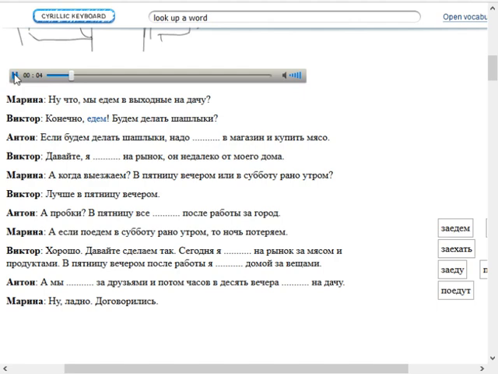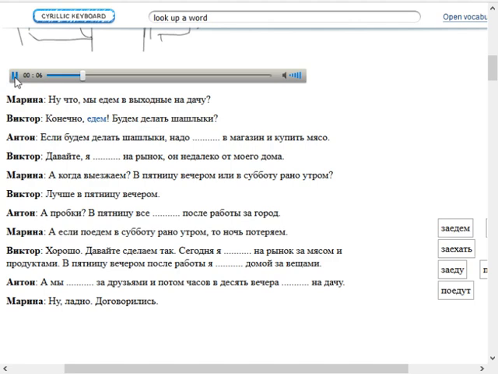Будем делать шашлыки. Will we make shashlik? Shashlik is a Russian food. It's kind of like shish kebab. It's like meat and vegetables and things put onto those wooden skewers.